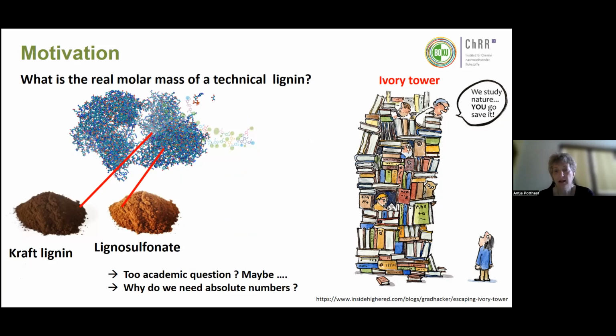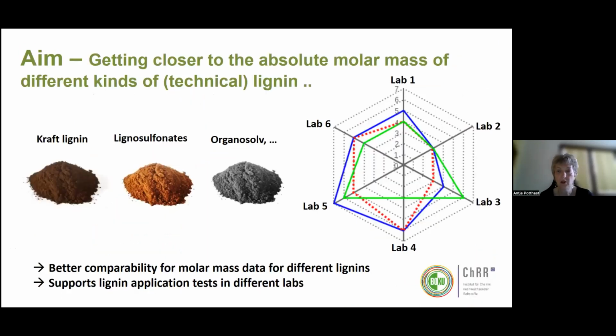We can also say, okay, as long as we can compare them, I don't care about the real numbers, but it would help us, for instance, in interlaboratory comparisons. If one lab measures lignin, even though it's the same lignin, it usually gives different parameters. And if you have an absolute method here, it still will not be perfect because it's a different lab with slightly different conditions, but we would get much closer to a more comparable number. So for that reason, it makes a lot of sense to go after the real molar mass of also technical lignin. This is part of the motivation.